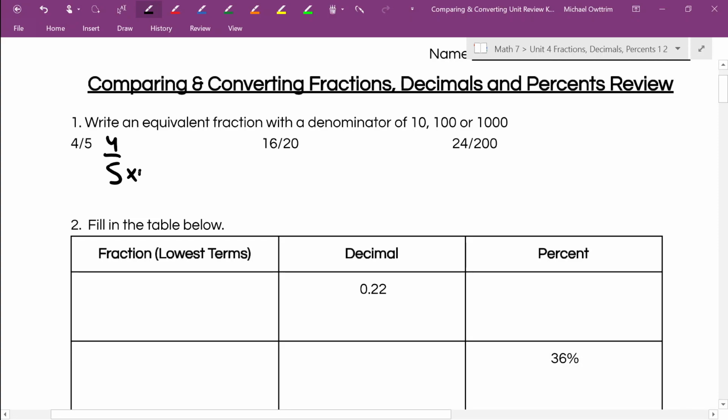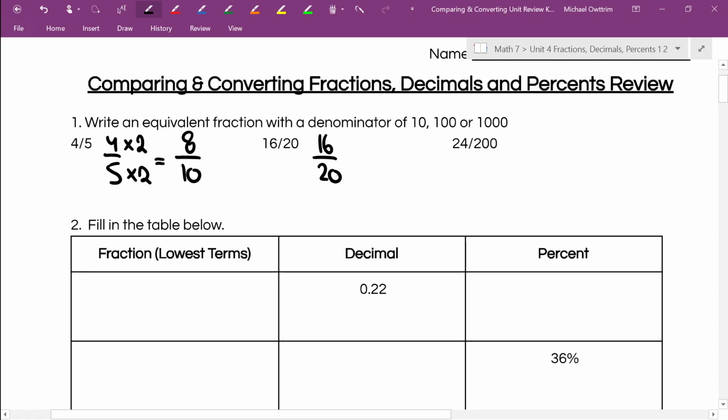So the easiest thing I can do to 5 to make 10, 100, or 1,000 is to multiply it by 2. And just remember, to make an equivalent fraction, we've got to do the same thing to the top and the bottom. So 4 times 2 gives us 8 as our new top, and 5 times 2 gives us 10 as the new bottom. With 16 out of 20, I have two options.